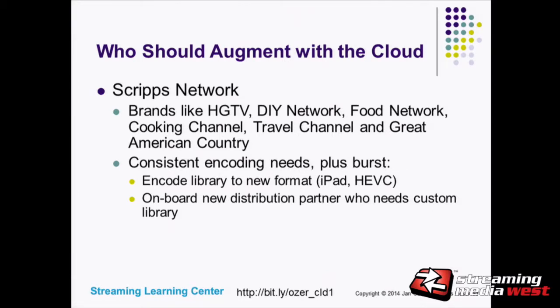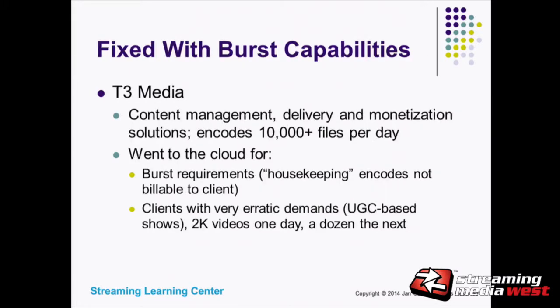And here's some examples from the article that I referred to. Companies that were doing that, they would have consistent encoding needs, and then a new iPad would come out, and all of a sudden they needed to encode to 1080p. So they've got libraries of thousands of assets, and they can't do that on premise. It's a perfect application for the cloud. And here's another example of a company that did the same thing.